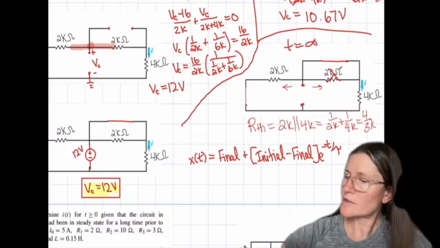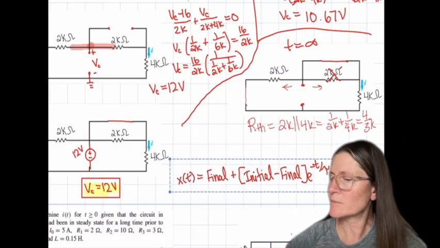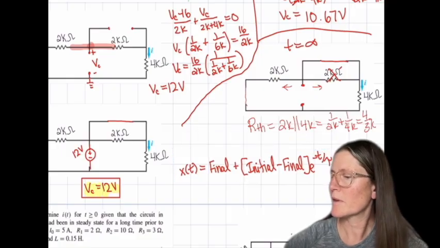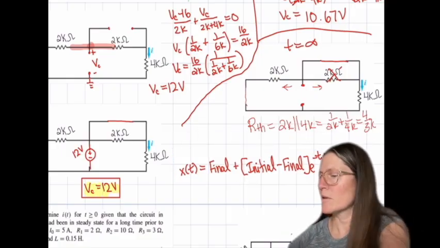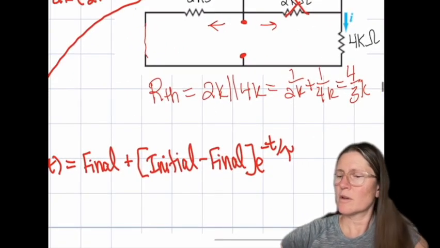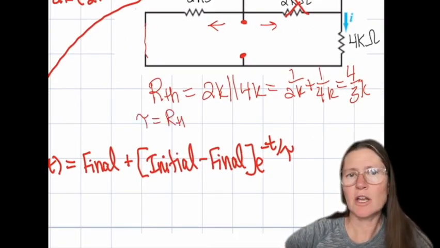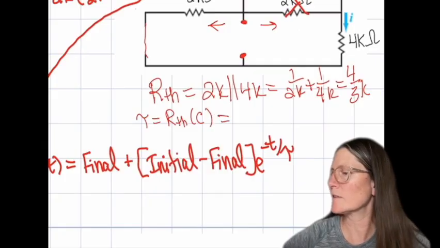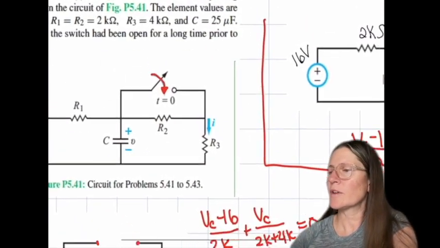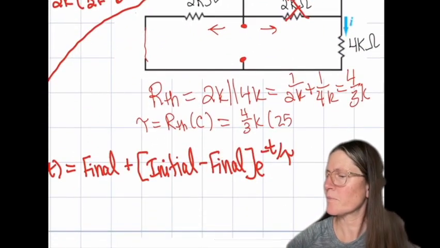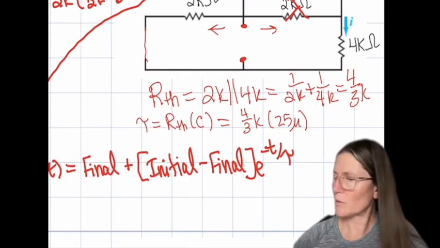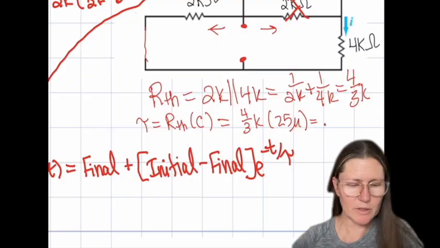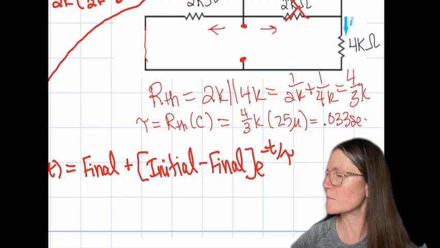And tau is just RTH times C, and in this case, C is given as 25 micro, which is 10 to the minus 6. And so this ends up giving me 0.033 seconds.